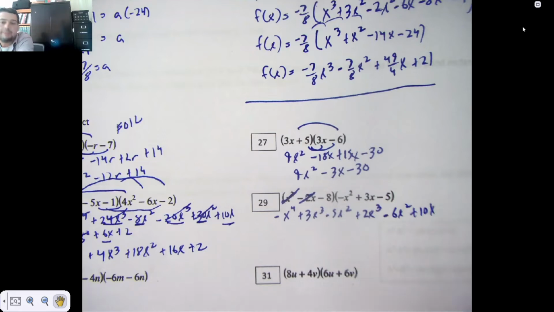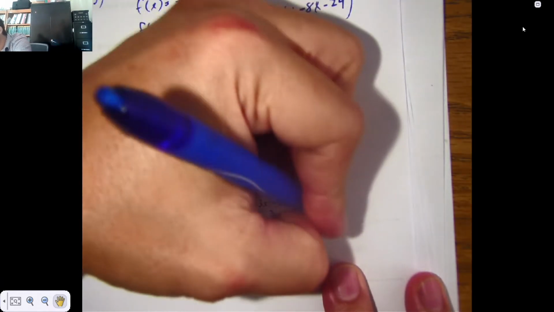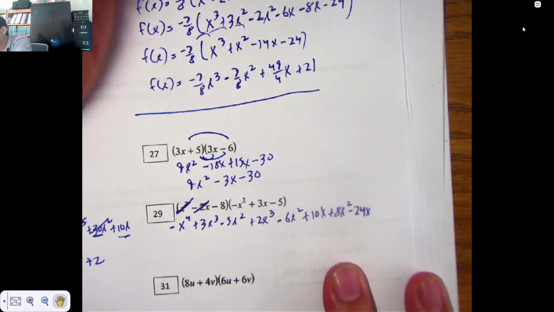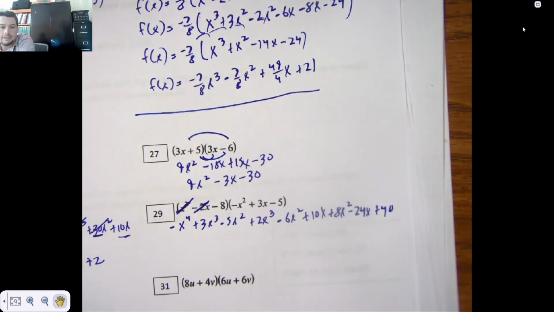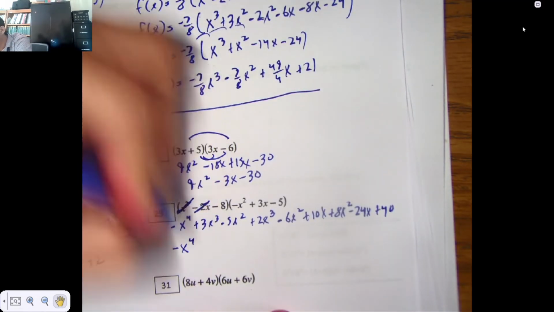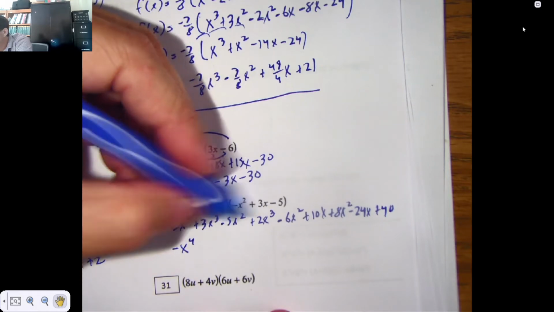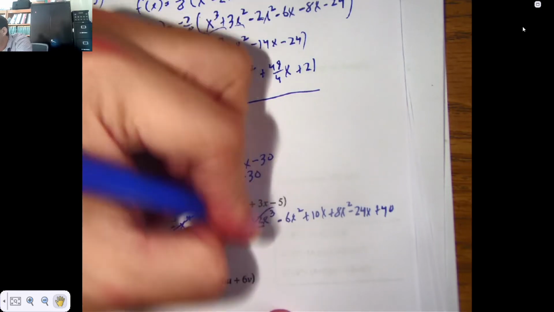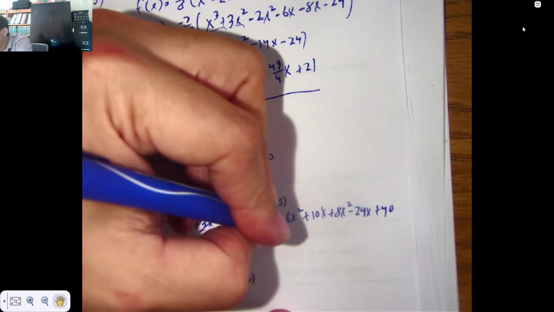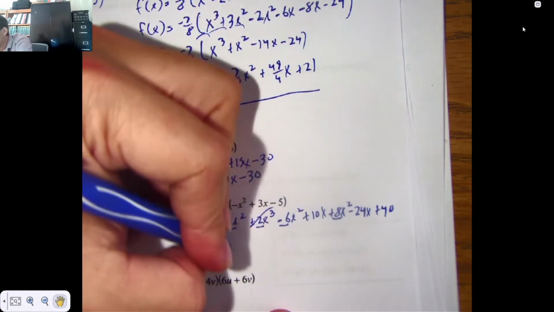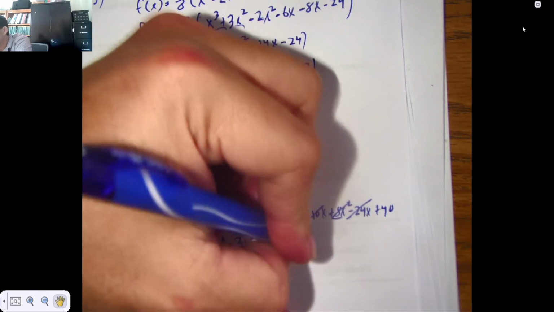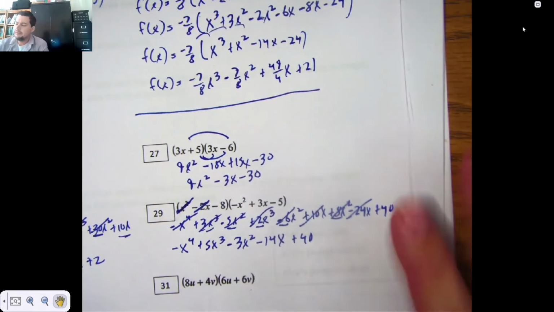And now I'm moving on to the negative 8 plus 8x squared minus 24x plus 40. Combine like terms and be done with it. The leading term is negative x to the fourth plus 5x cubed minus 3x squared minus 14x plus 40.